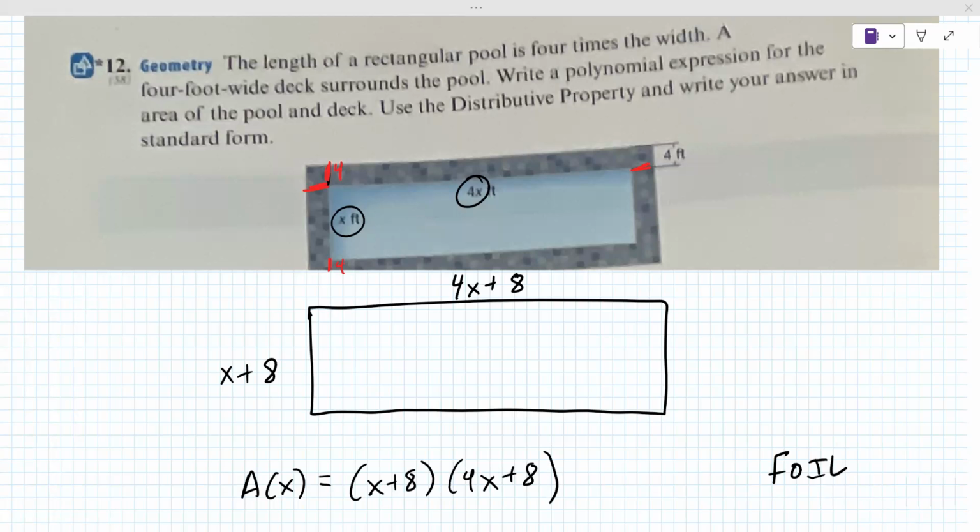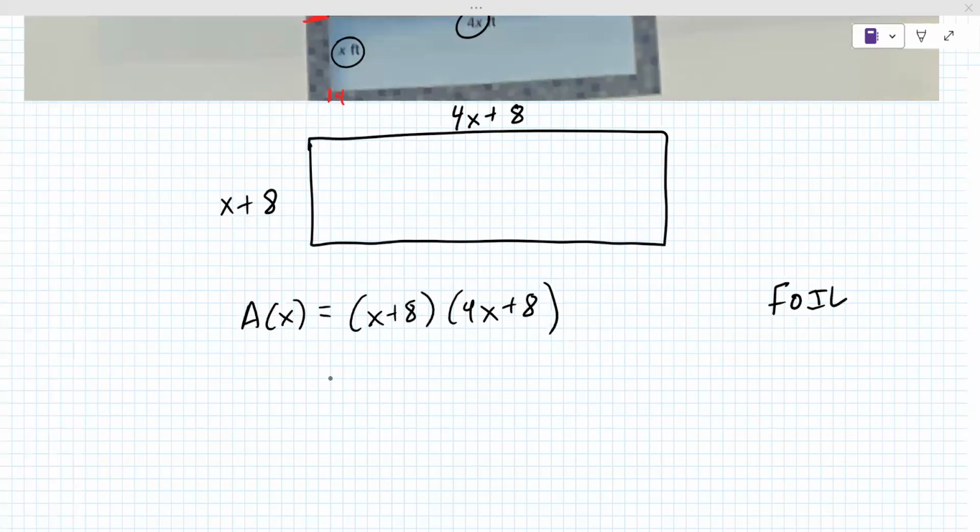First, outer, inner, last. Okay. 4x squared plus 8x plus 32x plus 64. All right. And then the last thing is to combine like terms, those the outer and the inner.